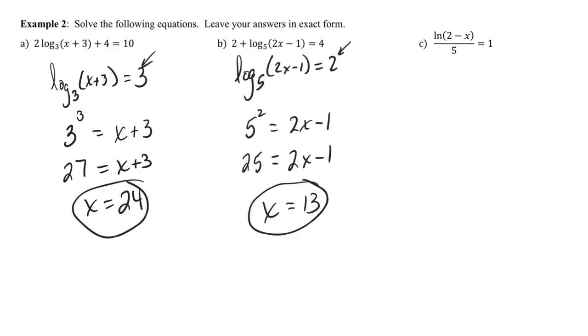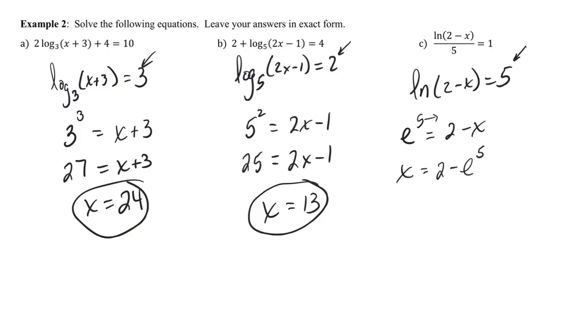And then last but not least, that 5 in the denominator got to go. So I have ln of 2 minus x equals 5. The base of natural log is e. Logarithms are equal to exponents, so that's the exponent. 2 minus x. Now we get x by itself. I'm going to move the x to the left-hand side so it becomes positive, which means I'm going to move that to the right-hand side. It becomes negative, so 2 minus e to the 5th. And we leave it like that because we want exact form.